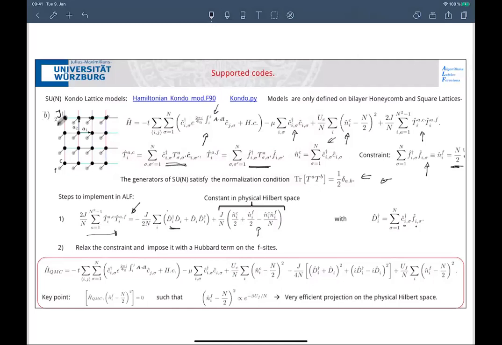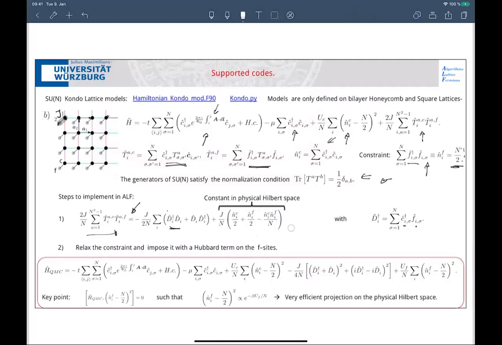Now, if you are in the physical Hilbert space where this is equal to exactly n/2, I can replace this by exactly n divided by 2, right? And so this cancels with this, so this gives you nothing. And this again is n divided by 2, so this is just a constant. Okay? So I can forget about this term in the physical Hilbert space.